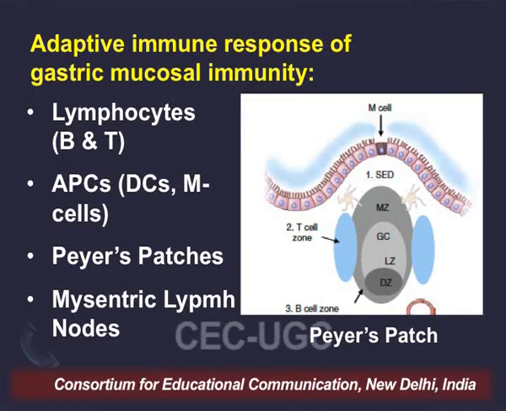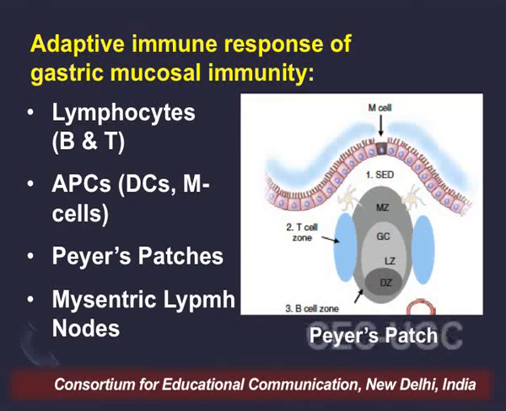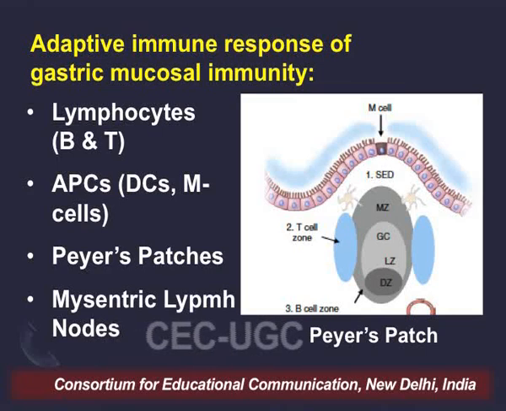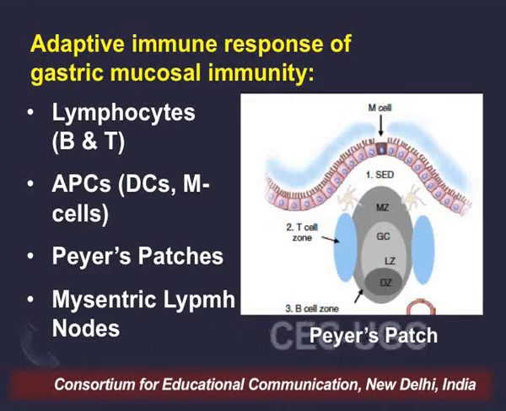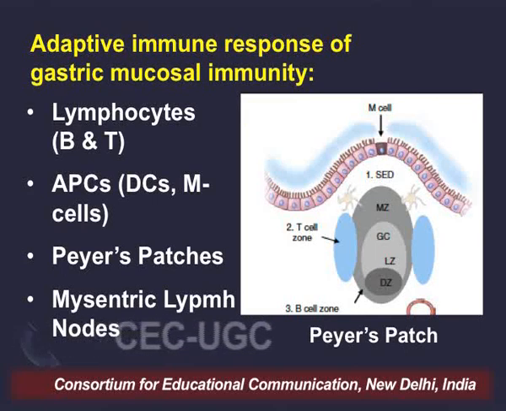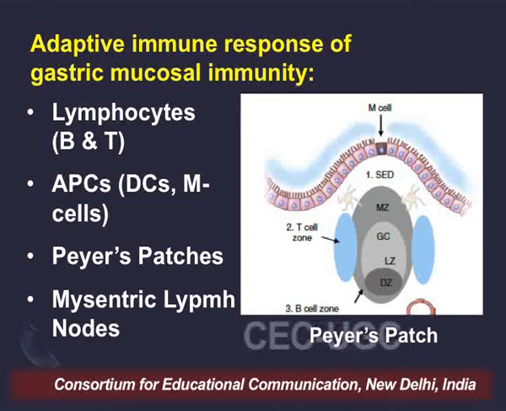Now we move on to the adaptive response of GIT, or the components of the adaptive response of GIT. Now the adaptive response in gut is initiated by lymphocytes, that is T and B lymphocytes, and antigen presenting cells. And these antigen presenting cells can be dendritic cells or M cells, which present antigen to dendritic cells, and these dendritic cells can further present the antigen to the lymphoid tissue. And both lymphocytes and APCs, that is antigen presenting cells, are closely associated with the mucosal epithelial lining of the bowel and the mesenteric lymph nodes.